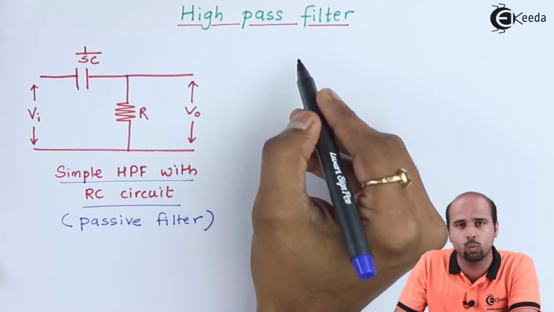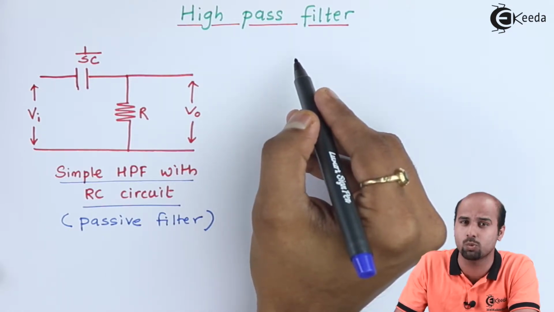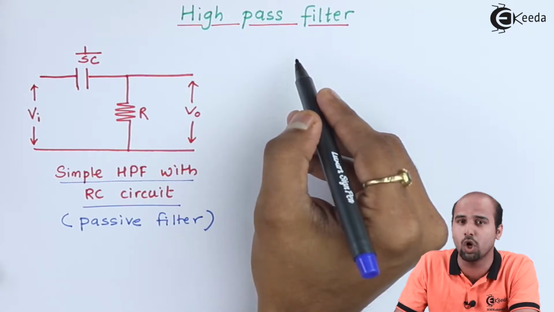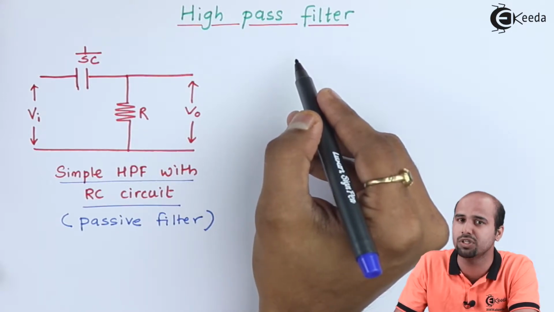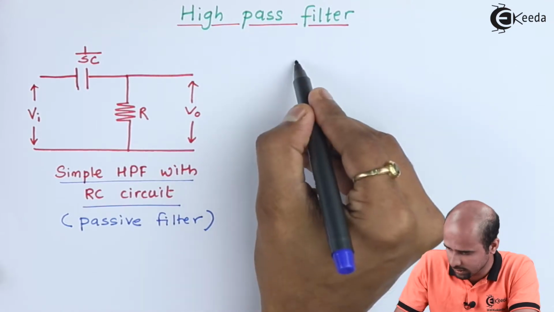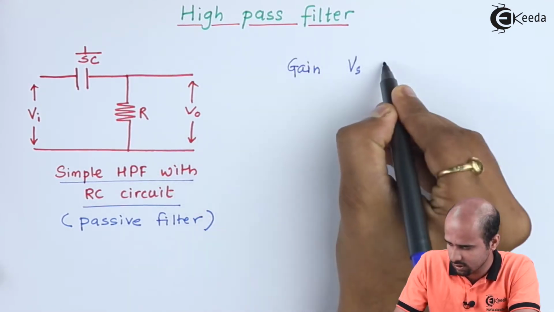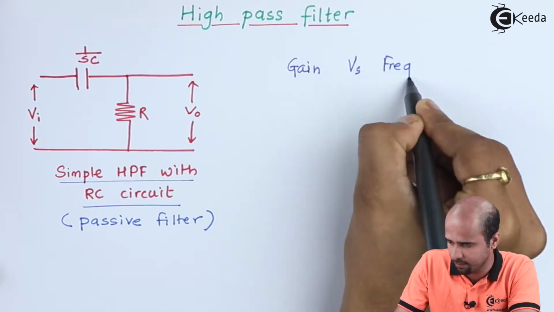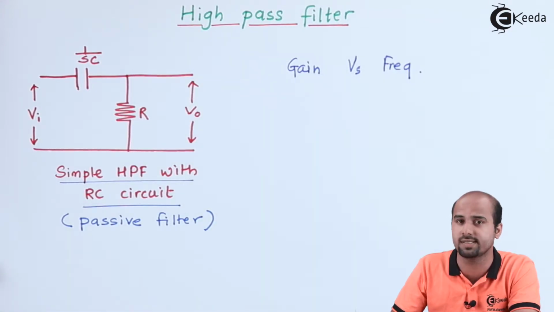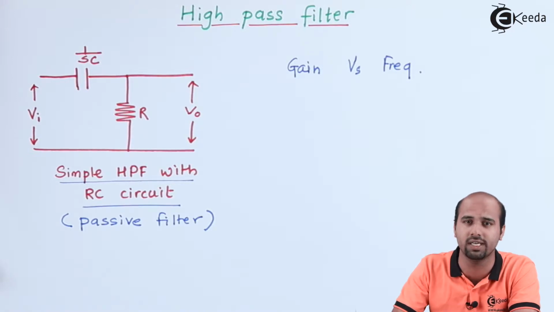I want to know the ratio of output to input, that means the gain, and we want that gain variation with respect to frequency. So we want gain versus frequency. If frequency is high, then gain has to be high. For low frequency, gain has to be lesser and lesser. Then and only then I can call this circuit a high pass filter.